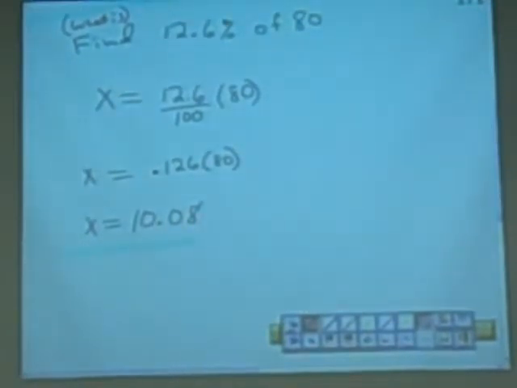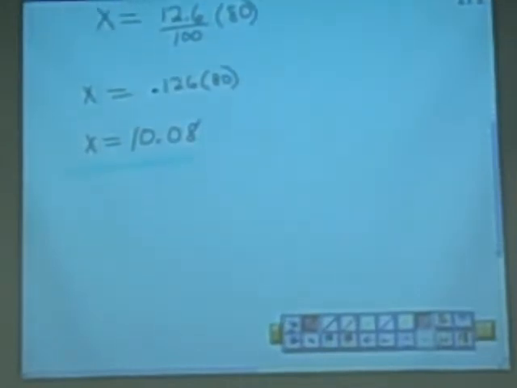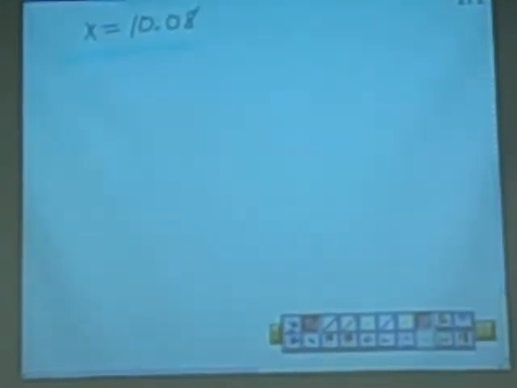Changed on this one is the find. Find means what is. Alright. So far we've been working with the basic percent equation. Now we want to use the proportion method.